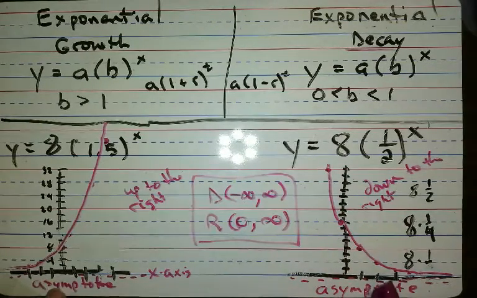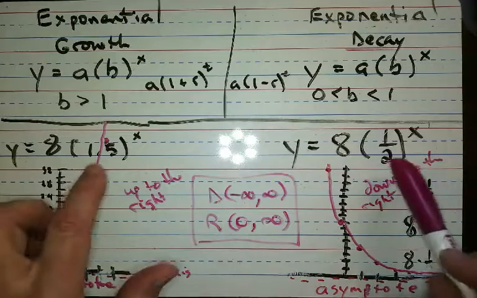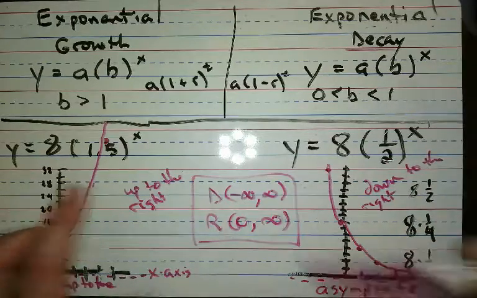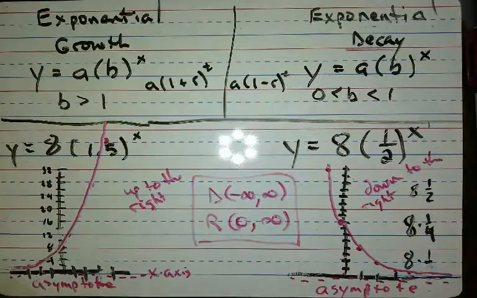There's an asymptote on all of them. And just decay goes down to the right. Growth goes up to the right. That is graphing. And we're done.